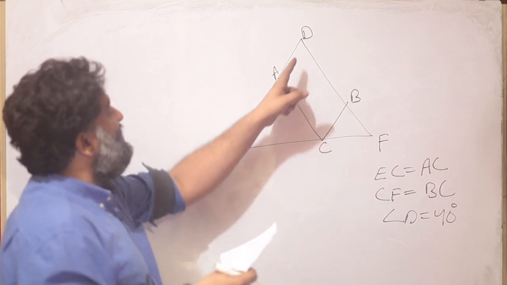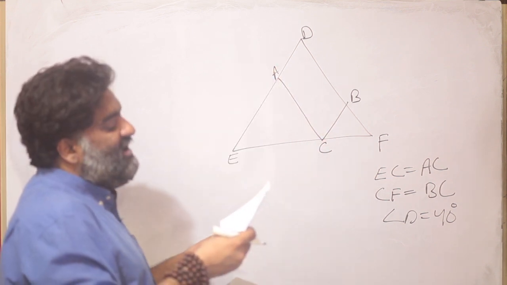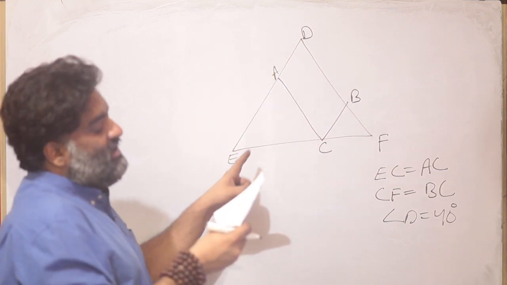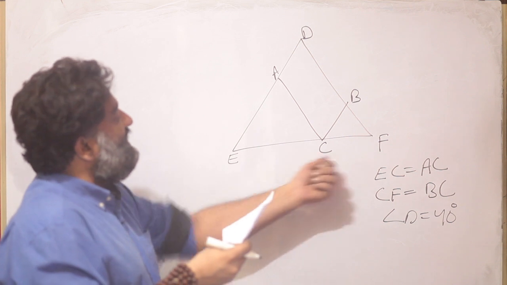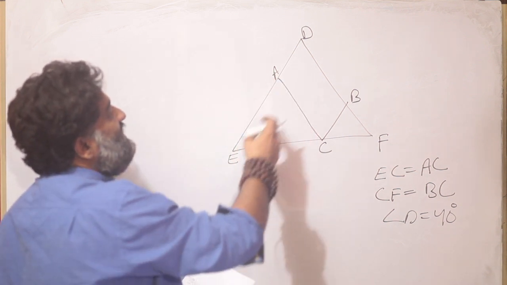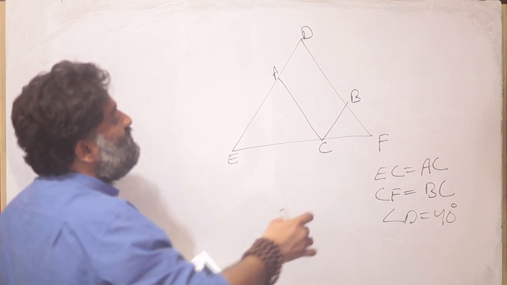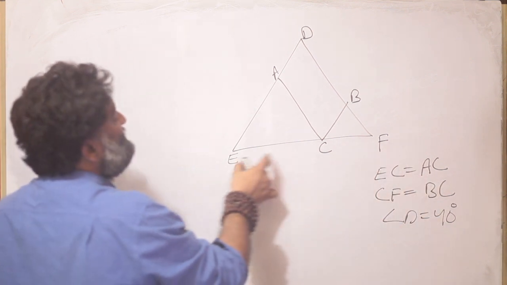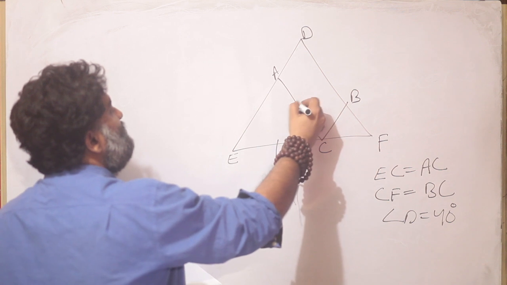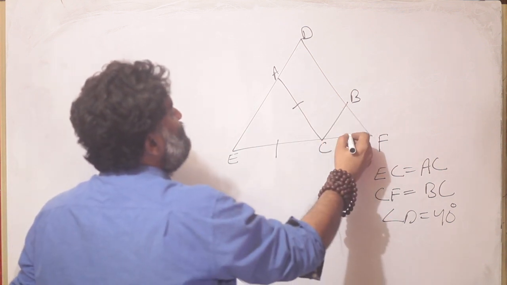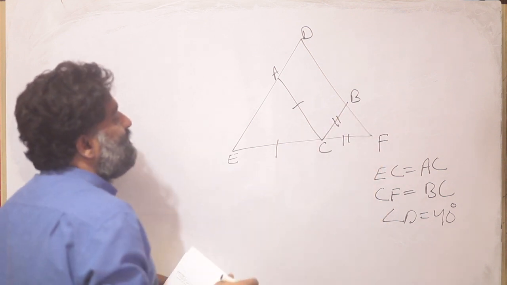In triangle DEF, points A, B, C are taken on DE, DF and EF respectively. So A is on DE, B is on DF and C is on EF. It is also given that EC is equal to AC. Moreover, CF is equal to BC.